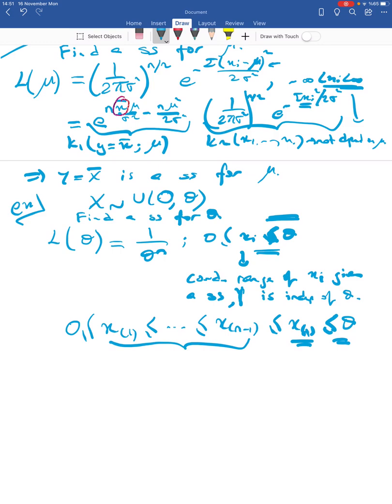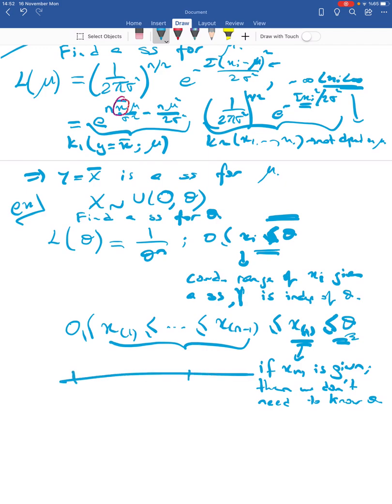But if xn is given, let's say we know the value of xn, and it's 5, this means that all the x values, x1 to xn minus 1, should be between 0 and 5, right? So we don't need to know what theta is. We have more information actually: a narrower range for all xi values. If xn is given, then we don't need to know theta.